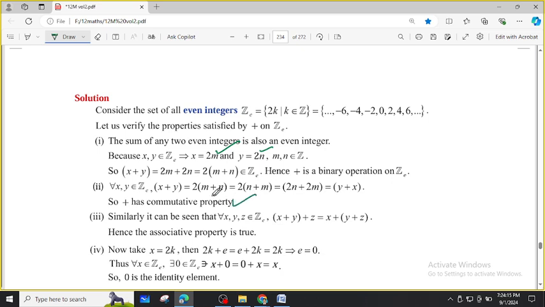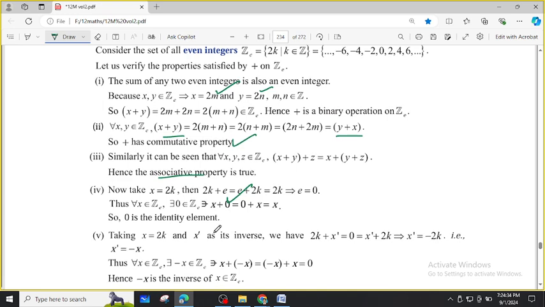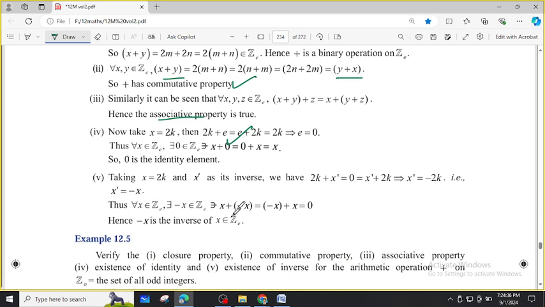Commutative is also true: x plus y equals y plus x. Associative is also true, since the sum of three even numbers is again even. When you talk about identity, 0 is the additive identity for even numbers. And the inverse also exists. If you take an even number x equal to 2k, then minus 2k is your inverse. That's why the inverse also exists.